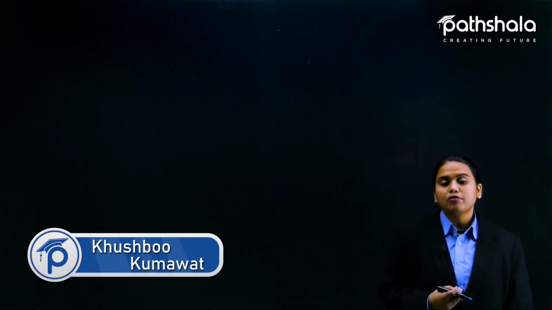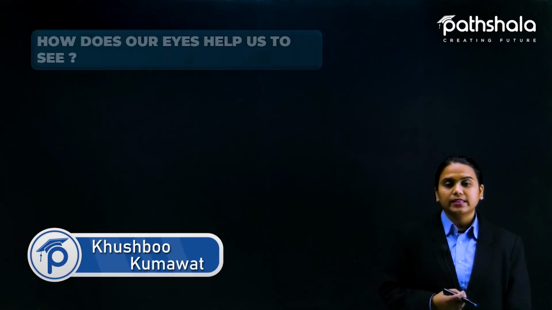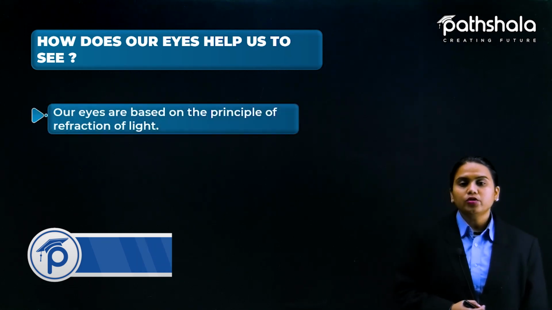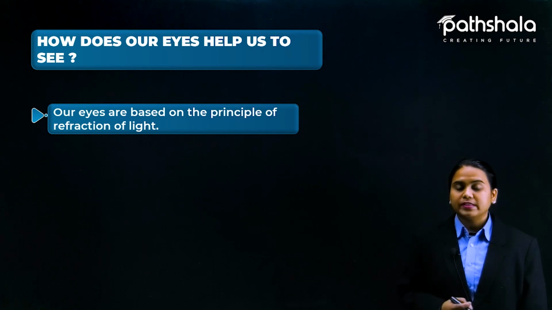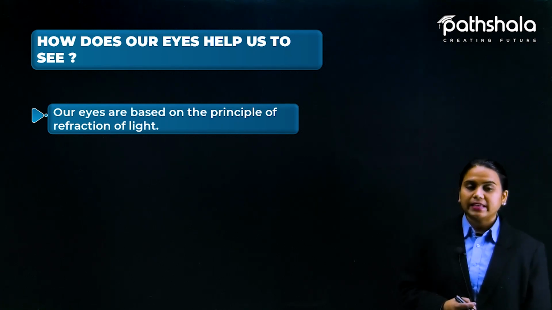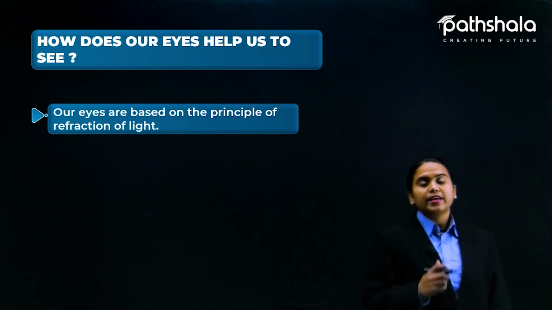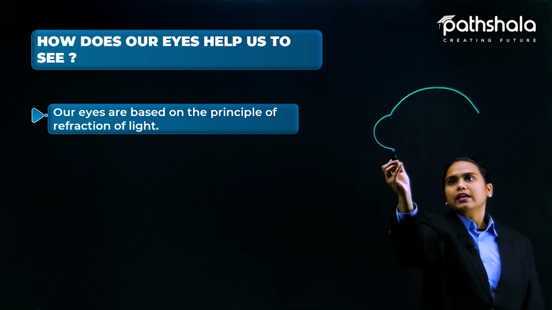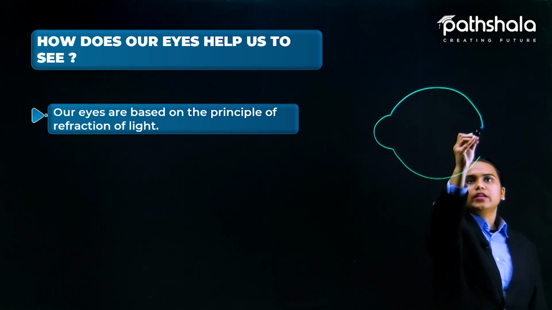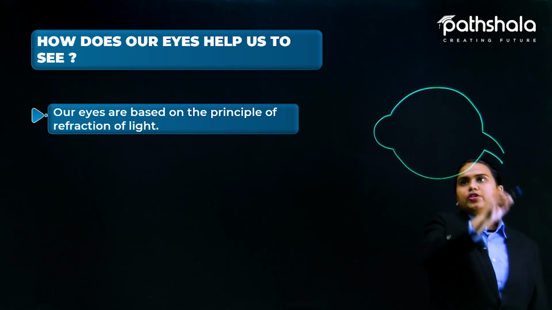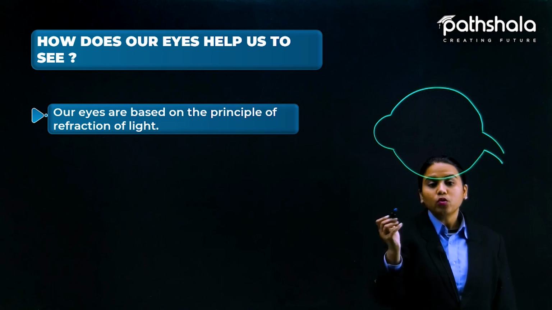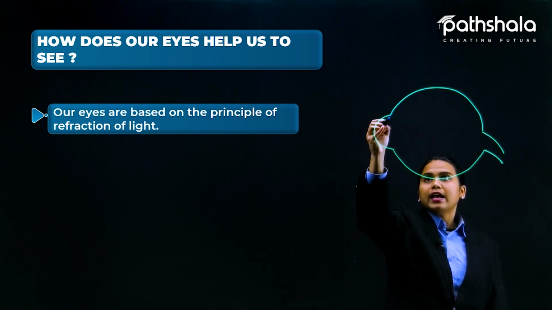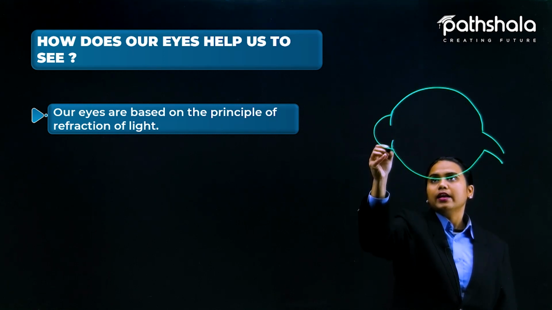All the parts of human eye structure, now let us see how our eyes help us to see. Here you know that our eyes are based on the principle of refraction of light. Here we have the structure of the eye like this, and that is actually the key point which lets the light refract. What is this? The cornea part and the eye lens.